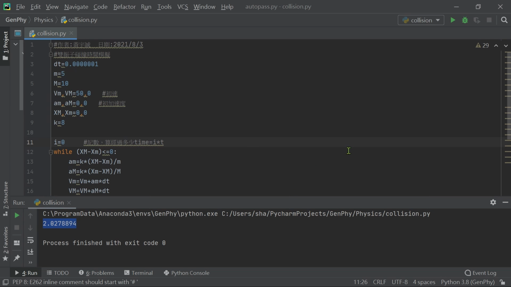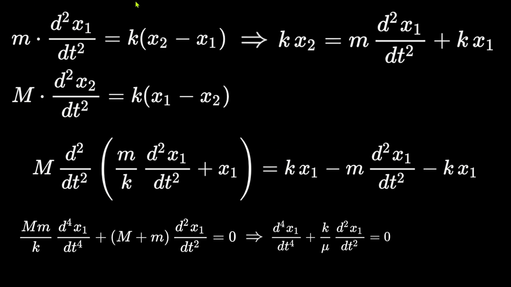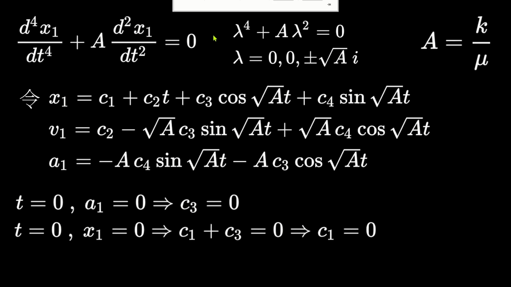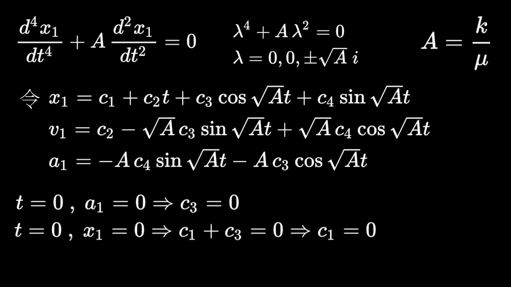After the simulation using Python, let's see how to solve it in an algebraic way. We first rewrite the equation as shown. Then, substitute x2 by x1, and plug it into the second equation. With some effort, we can deduce a fourth-order ODE from above. Here, we rewrite the fraction as a to make it neat and clean, and the characteristic function is lambda to the power of 4 plus a times lambda squared.